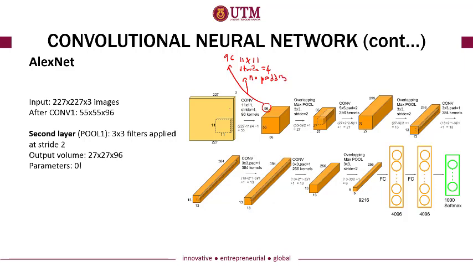So if you apply 11 times 11 with no padding, then the image will shrink. And because your stride is more than 1, it will keep shrinking. That's why the 227 times 227 shrinks into 55 times 55. There are two elements that make the size shrink: one is no padding, and another is your jumping size, or stride size, equal to 4.